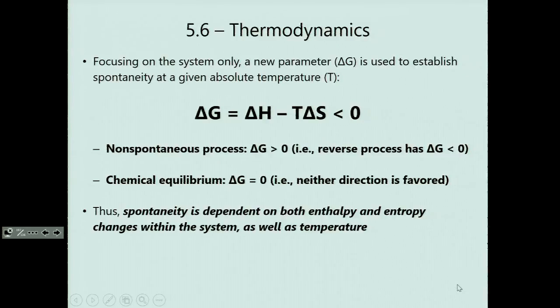Turns out, as we said, reactions ultimately proceed to chemical equilibrium. At that point, because neither direction is technically favored, it can go either way with equal predictability, then that's the moment where we say that delta G is equal to 0. So the main thing you need to get out of this is that the spontaneity of a process is dependent on both the enthalpy and the entropy changes that occur, and then the temperature at which you're trying to carry out that process is what ultimately will also determine the outcome.